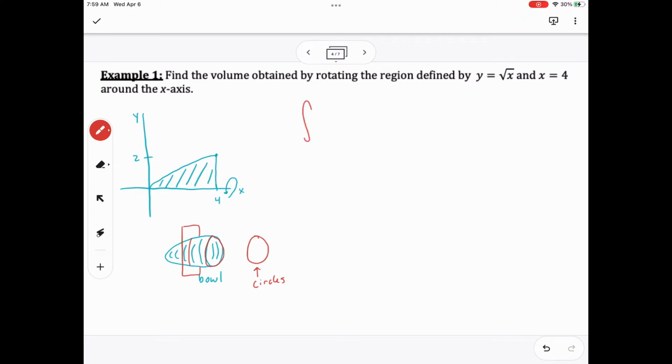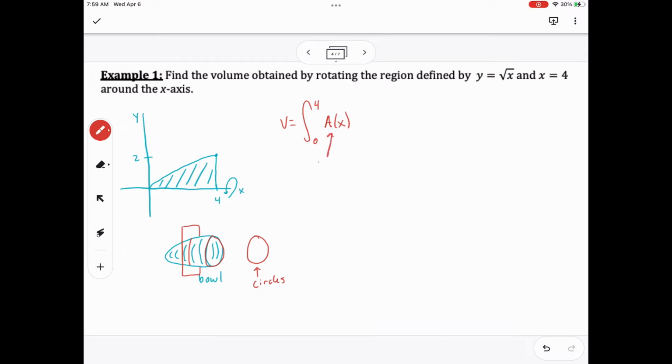And now what happens is, because it's a bowl, each cross section is actually a circle. And so we know the area for a circle, which is pi r squared. So we're going to use that formula to help break this apart. For our x-axis, we're going from 0 to 4. So that's my interval, my b and a.